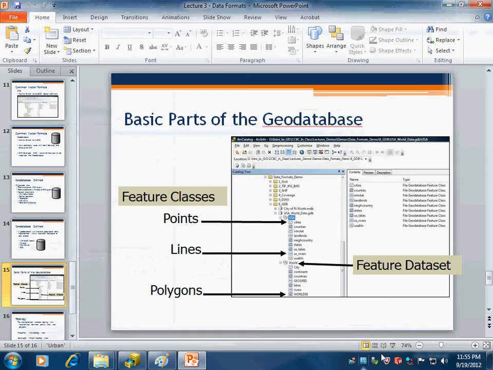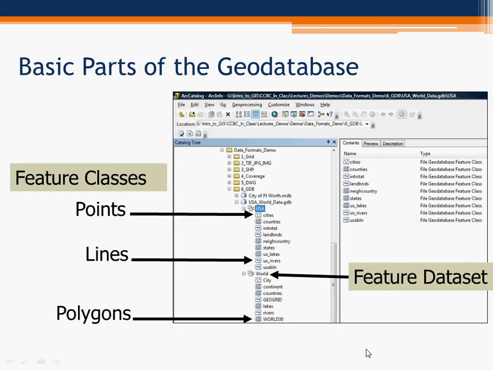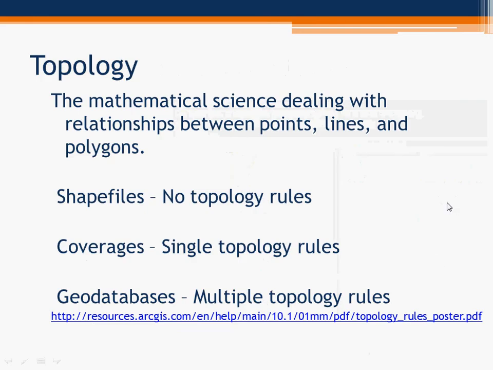So the last thing I wanted to talk about with regard to vector data is this concept of topology. Now our definition says the mathematical science dealing with the relationships between points, lines, and polygons. So that relationships term is going to be very important, because as we start to query our data in a couple of weeks, we start to learn about how we consider how layers relate to one another.